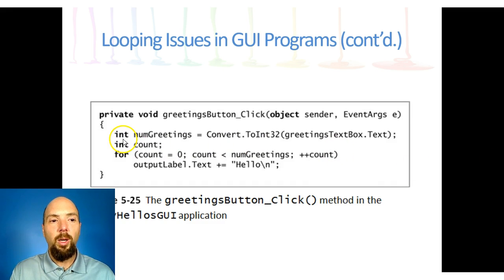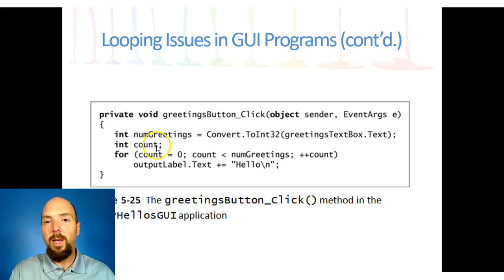Alright, so in our program we have the textbox.text. We're going to convert it to an integer and stick it into numGreetings, so the 5 that was entered. Then we have a counter, and our counter is going to start at 0, and we're going to count up to the number of greetings, and increment by 1 every time it runs. Now it is possible to declare our counter right here in the for loop, so we could do away with this line completely. We could say for, and then inside of here int count equals 0.